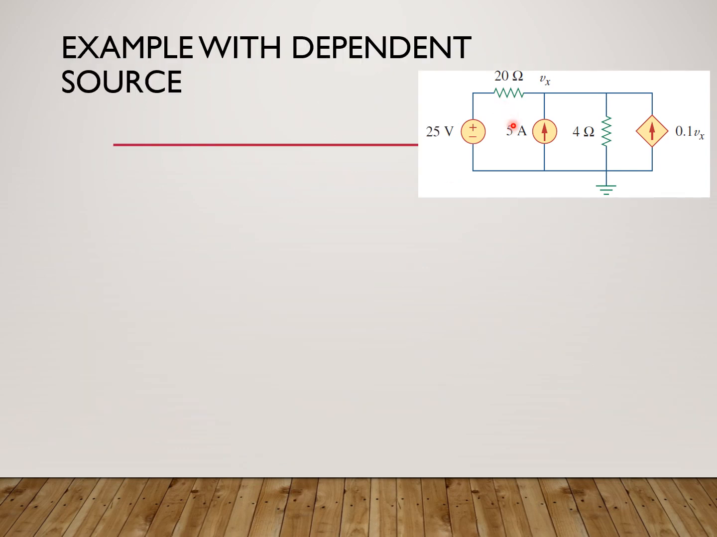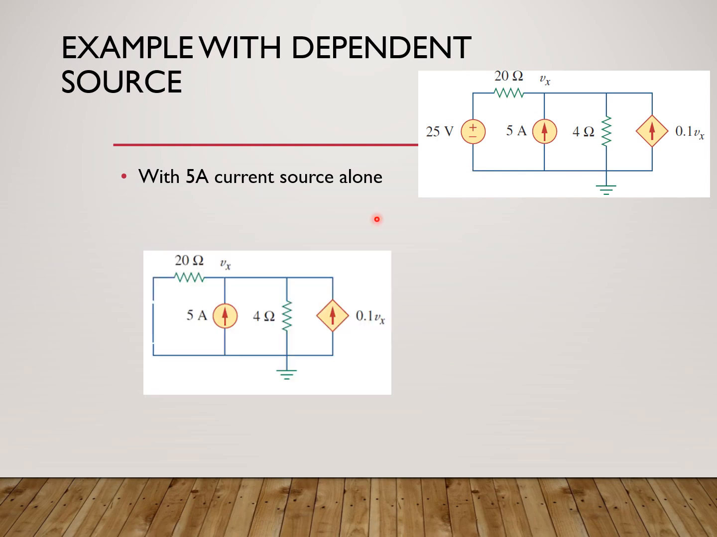Now the second case. This is our original circuit. In the second case, we are going to consider the 5 ampere source. At that time, the 25 volt source has to be made equal to 0 by short circuiting it. Again, observe that the 0.1 Vx source is kept as such. So here the voltage source has been short circuited, but the 5 ampere current is there.